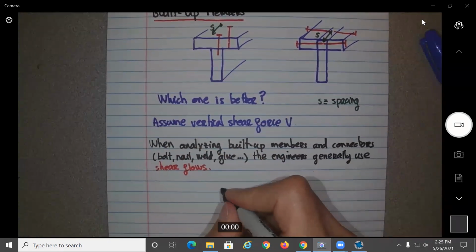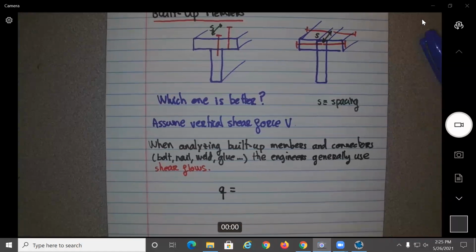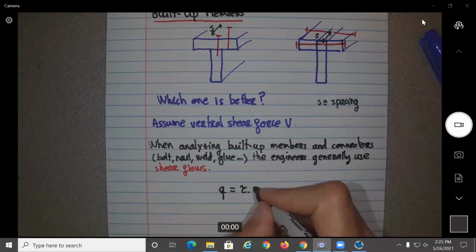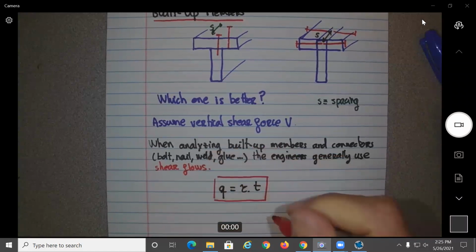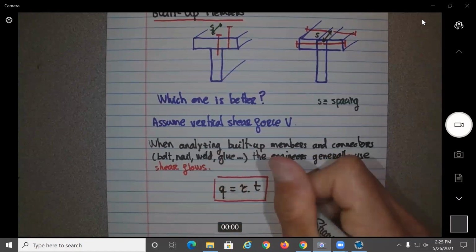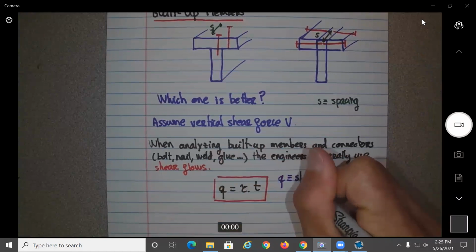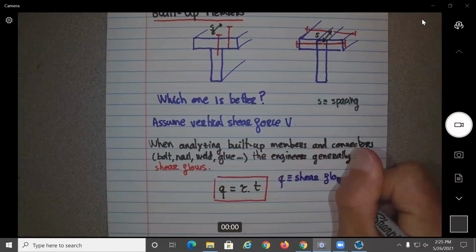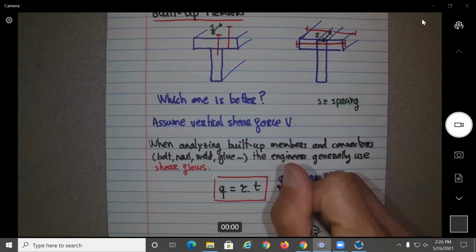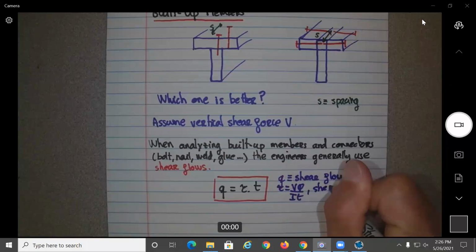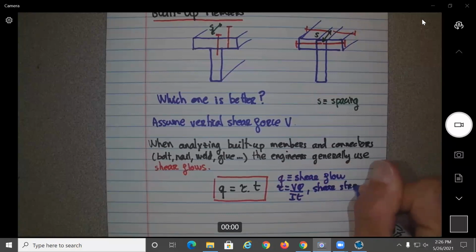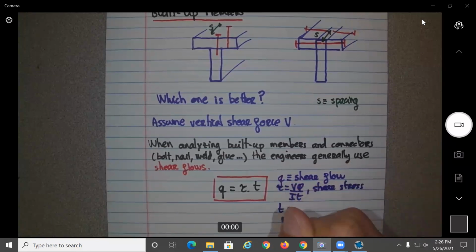So basically, what is the shear flow defined? Generally it is the letter Q, and this is equal to tau times T. So in that equation, Q is the shear flow, tau is what we just calculated, VQ divided by IT, which is the shear stress. And T is the thickness.